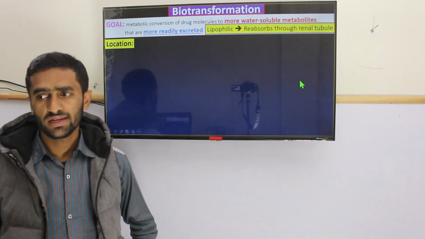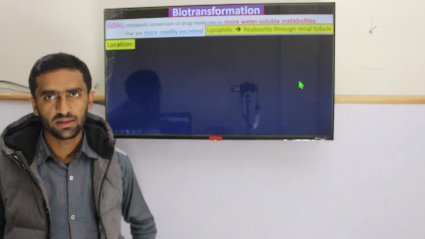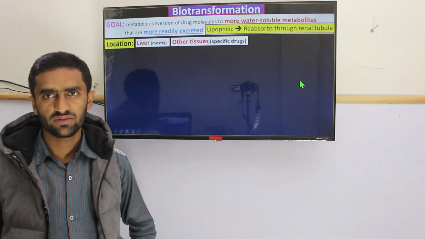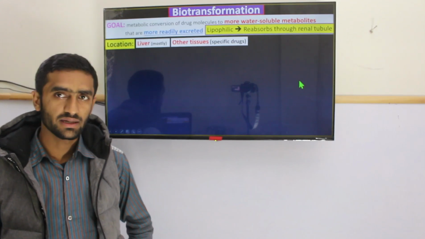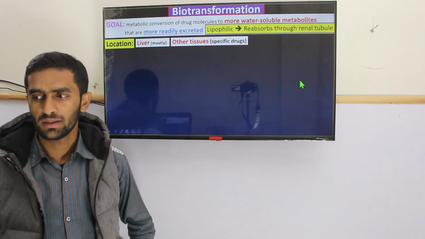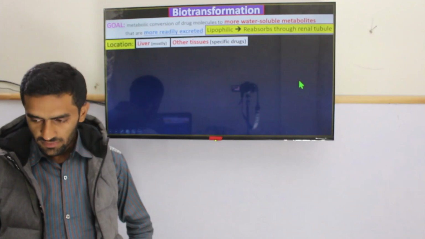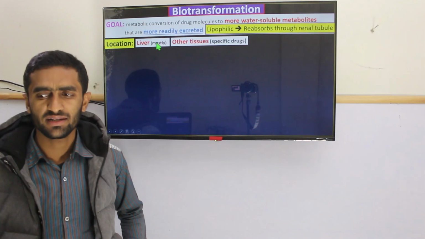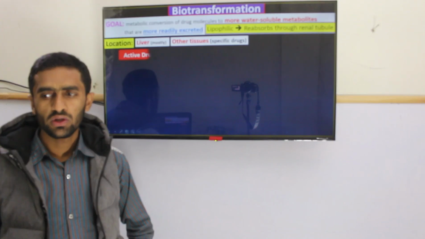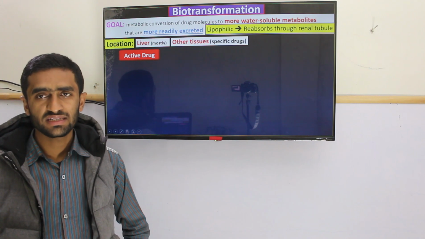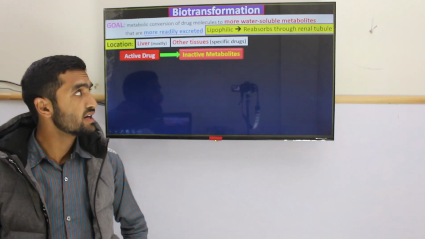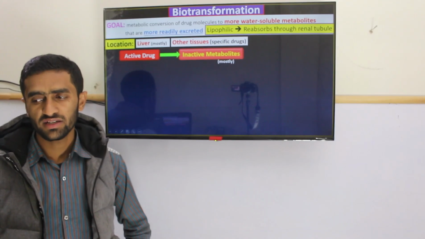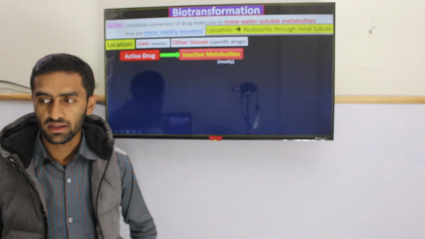So what is the location of the biotransformation? Major organ is of course the liver. But some specific drugs can be metabolized by other tissue, by the lungs, skin, and different other tissue. But for specific drugs, the major organ is your liver. So what will happen to the drug? If your drug is active, it can convert into inactive metabolites. Most of the drugs are inactivated by the biotransformation.